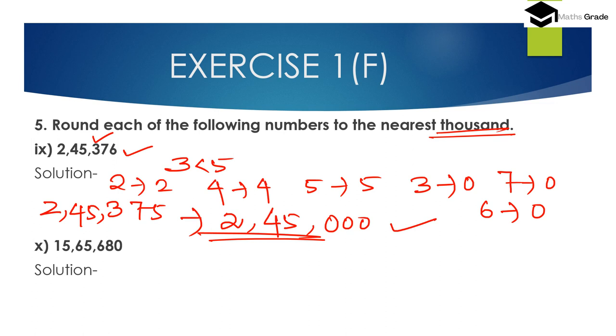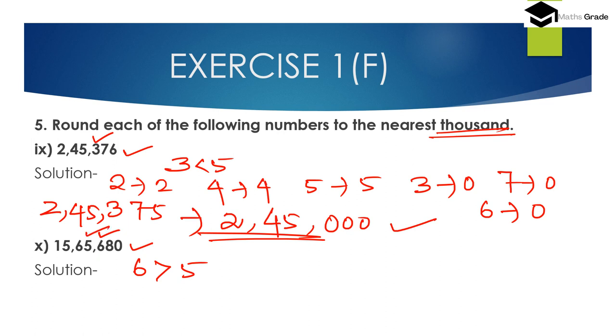Now 10th bit. 15,65,680. We have to round up this number 15,65,680 to the nearest thousand. When we round up any number to the nearest thousand, first look at the hundreds digit. Here the hundreds digit is 6. 6 is greater than 5. So we have to add 1 to the thousands digit.